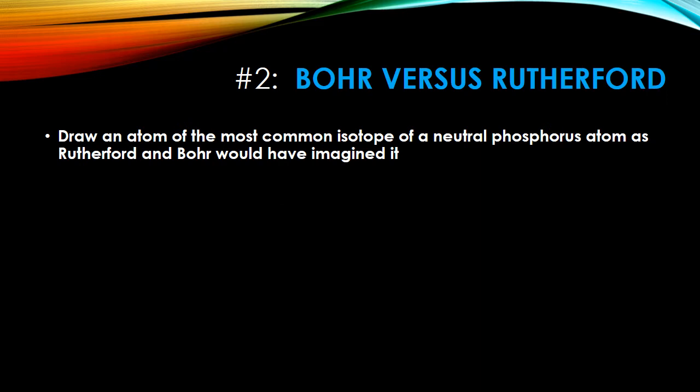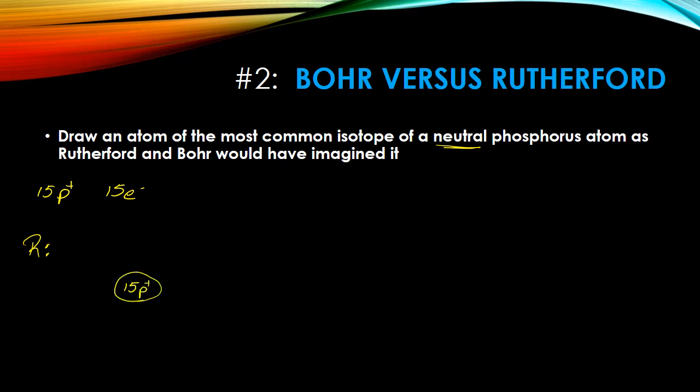To answer this question, you have to remember how to find the number of protons and hopefully the number of electrons. Phosphorus has 15 protons. So then it would have 15 electrons. Good, because they have to be the same to be neutral. Rutherford knew that there was this dense, positively charged nucleus. So I'm going to put 15 protons here for the nucleus.